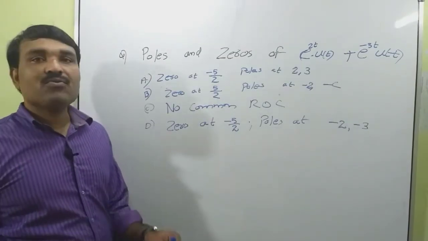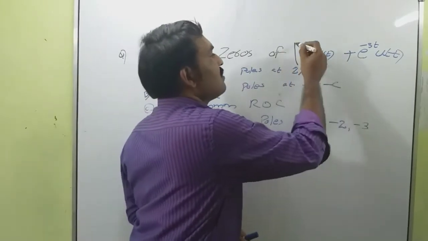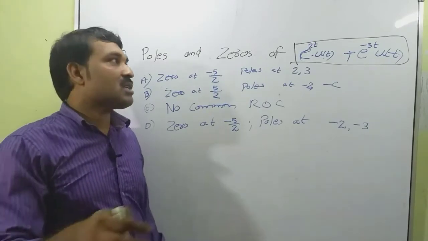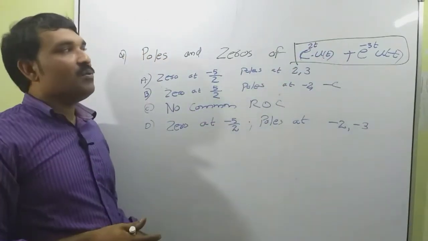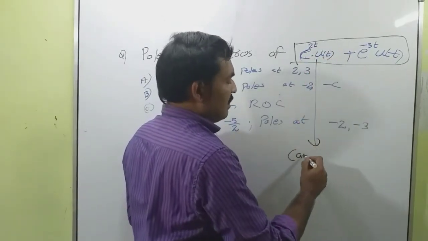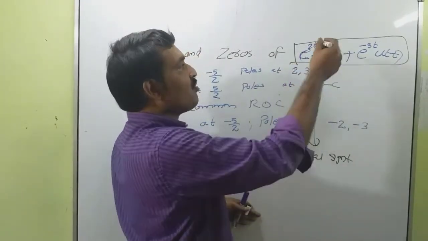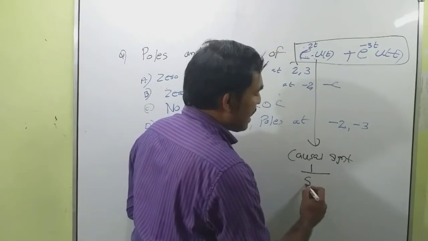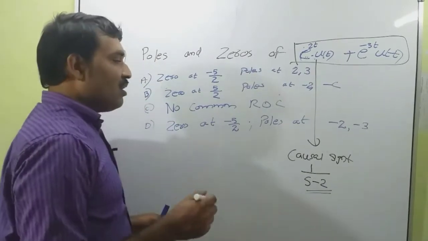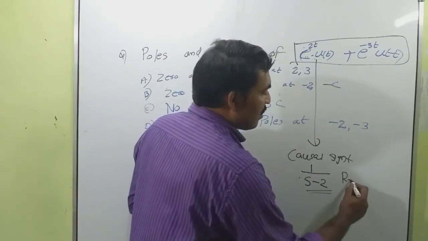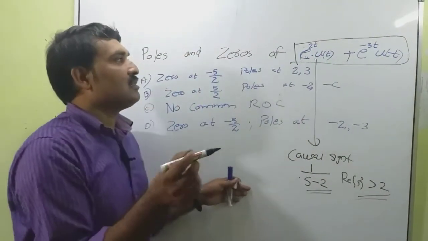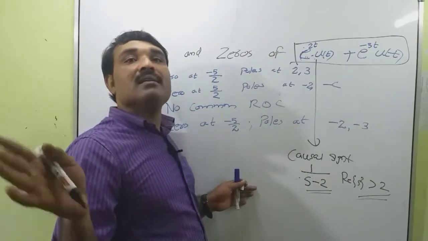Now we want to find the poles and zeros of this function. The function x of t is given. We want to find the poles and zeros of the Laplace transform of this function. Okay. Now, this is e raised to 2t into u of t. This is a causal signal. The Laplace transform of this is 1 divided by s minus 2. So, we have a pole at s is equal to 2. Now, the ROC of the signal is real of s greater than 2, since the signal is causal. That means the signal exists only for t greater than or equal to 0.